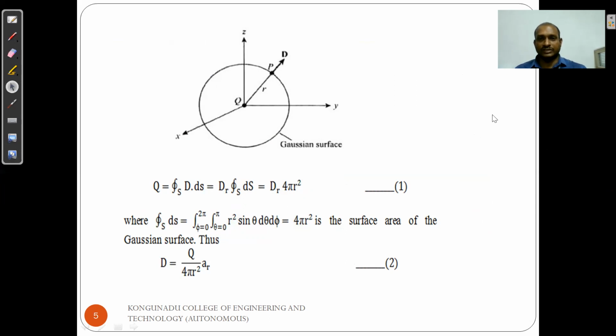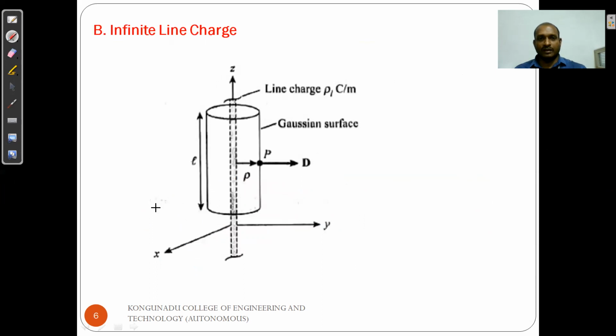That is the electric flux density due to an infinite line charge. This is the diagram of the infinite line charge. We take a cylindrical Gaussian surface. The line charge rho L coulomb per meter is deposited along the axis of the cylindrical surface. This is called the Gaussian surface. Rho is the radial distance between the axis and the surface of the cylinder. We mark a point P on the surface, and now calculate the electric flux density at point P due to the line charge rho L coulomb per meter.